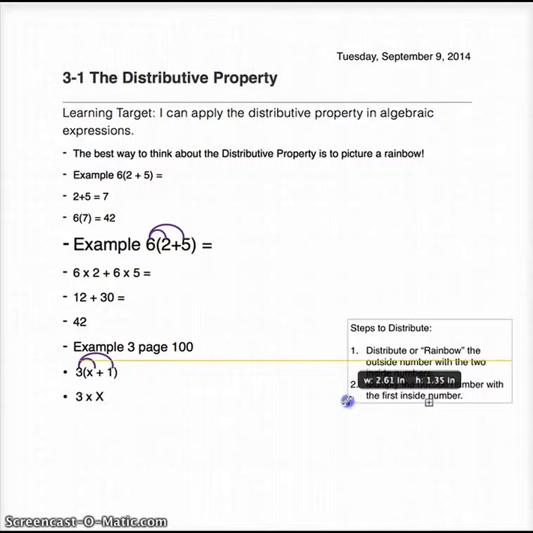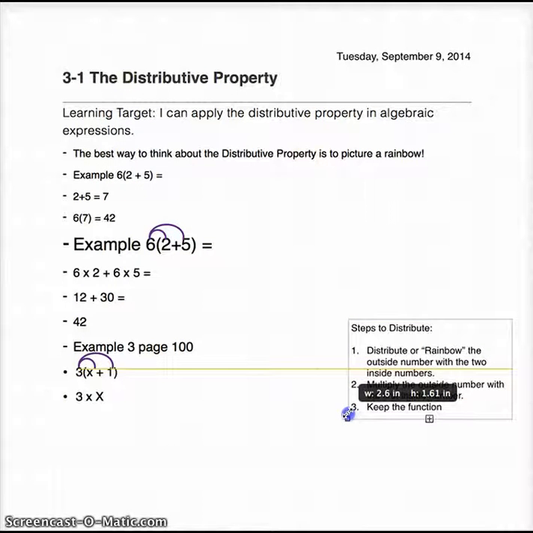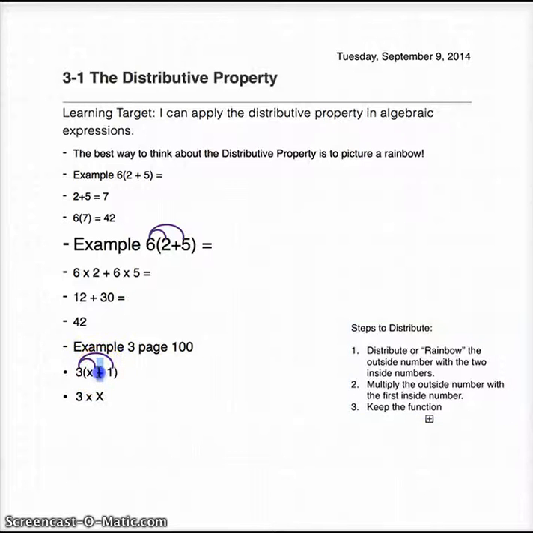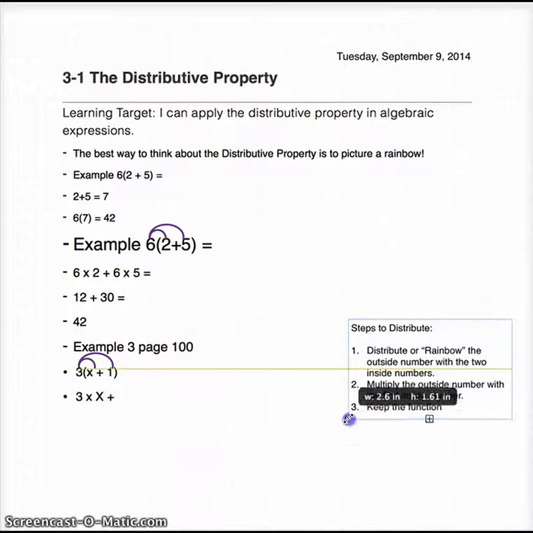Okay, and then as soon as I finish that, I need to do my third step, which is keep the function. And this right here is the function. Sometimes it'll be addition, sometimes it will be subtraction. So I have 3 times x. I'm going to keep the function, which is just a plus sign, an addition symbol.